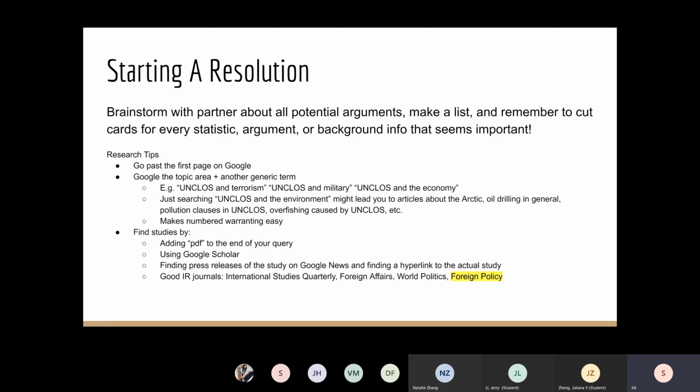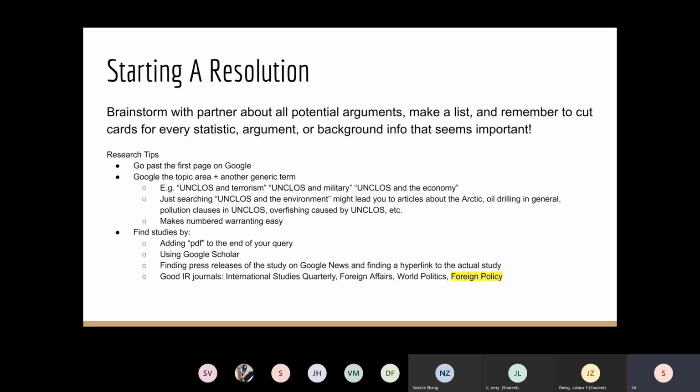Because it's really, really hard later on if you're in a debate round and you know this statistic or fact but can't find the card afterwards. So just remember to organize your prep so that everything you read while you research, you have a way to find it later. For research tips, we're going to go really fast through this.